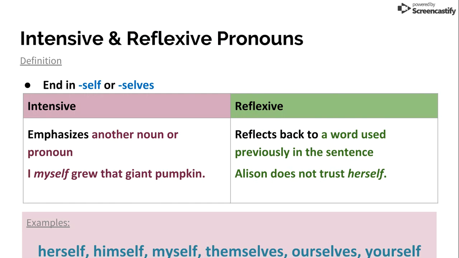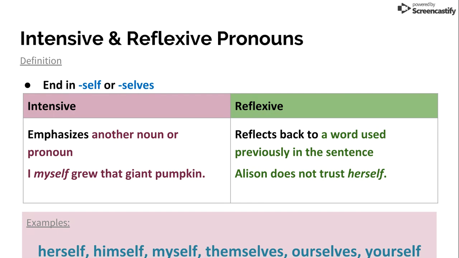And those are intensive and reflexive pronouns. These ones are easy to recognize. They end in either self or selves, and that's pretty much it. The only difference between the two is in their purpose or function. So, intensive pronouns are not necessary to complete the main idea of a sentence. I like to think of intensive pronouns as either bragging or blaming. They don't serve any grammatical purpose, but they do change the tone of your sentence.